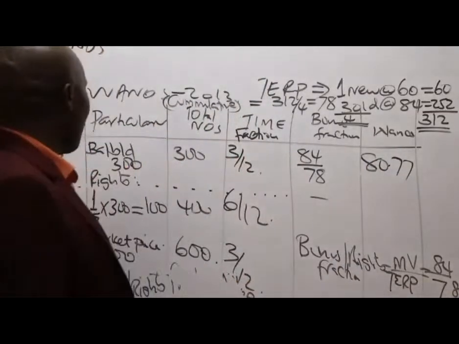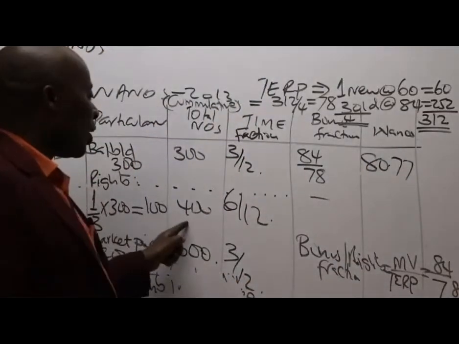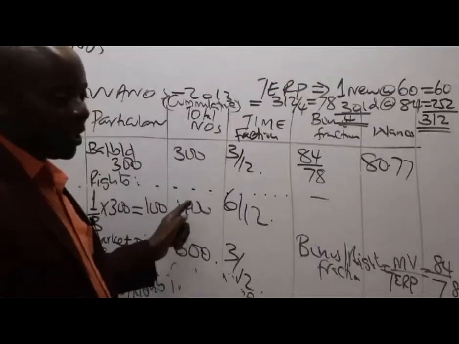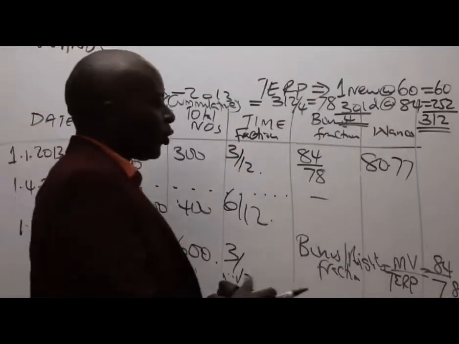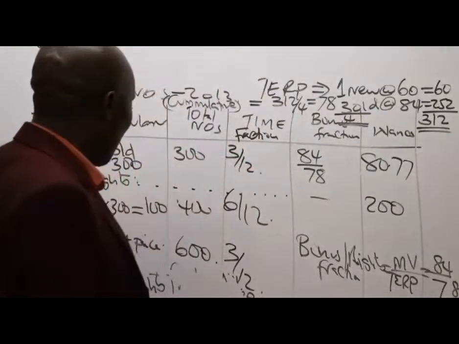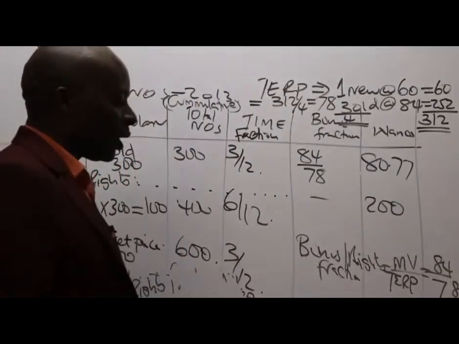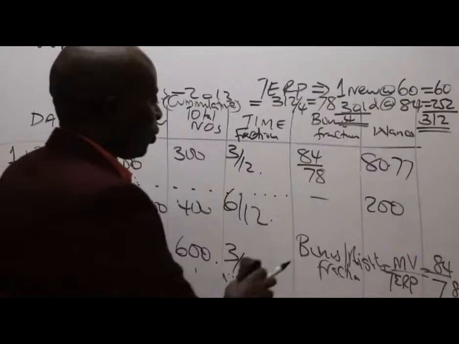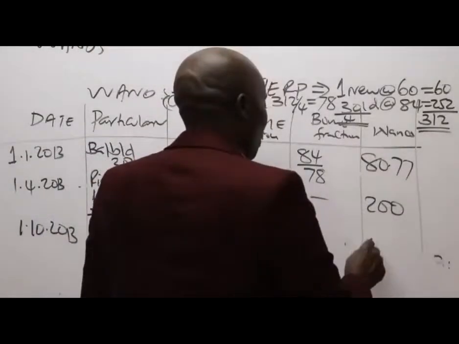How about this other second transaction? 400 times 6 over 12 gives me how much? 200. How about the next one? 600 times 3 over 12. 150, thank you so much. So this is 150.